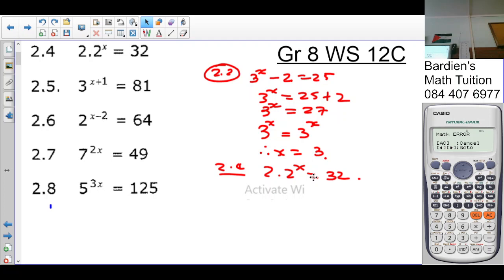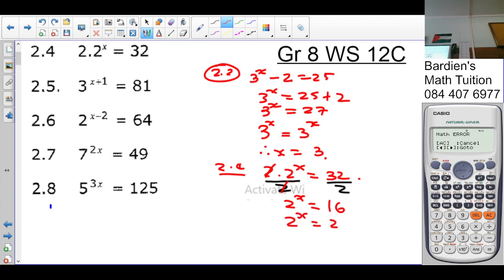How is this 2 and this 2 to the x bonded? How are they thrown together? So how do I reverse it? Yes. So you divide by 2 both sides. So that is 2 to the x is equal to 16. Now what? 16 can be written as 2 to the 4. So 2 to the x equals 2 to the 4. Therefore, x equal to 4.